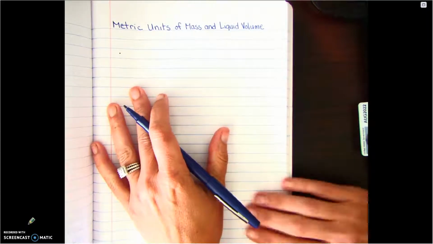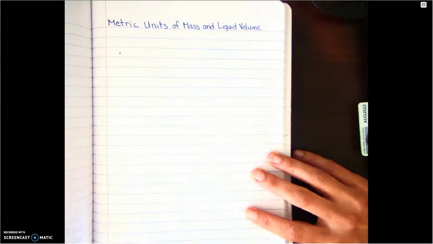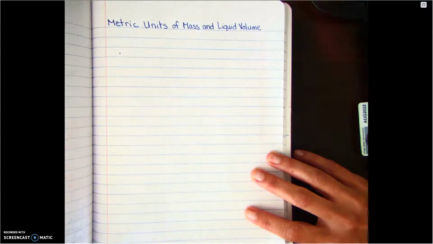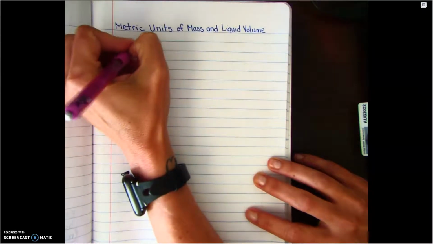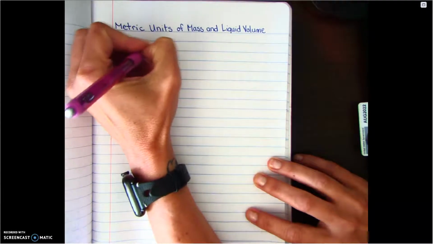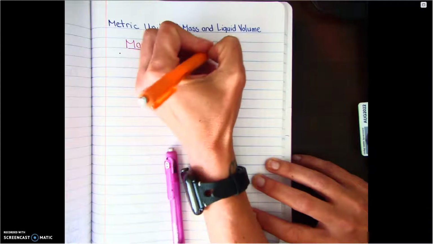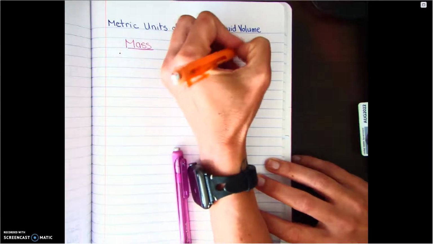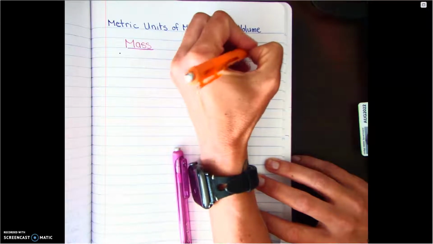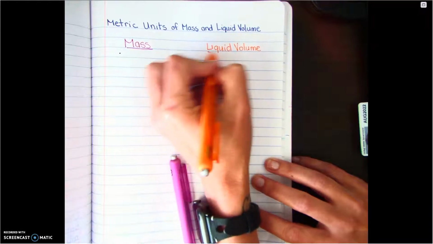All right, my friends, today it's just a quick review of metric units of mass and liquid volume. The two that we're working on today are going to be mass and then liquid volume. And what we're really looking for today is patterns, because this one we might not have to use our in and out if we can see our patterns.